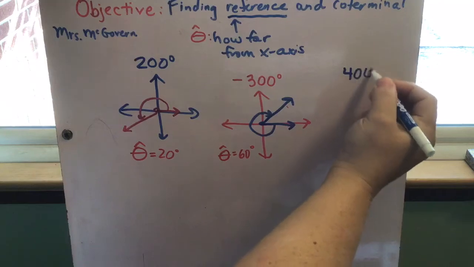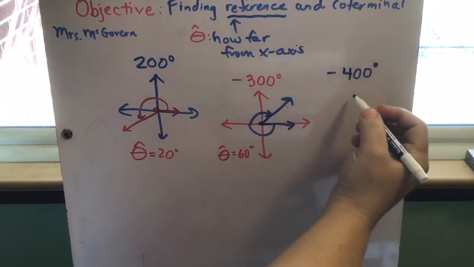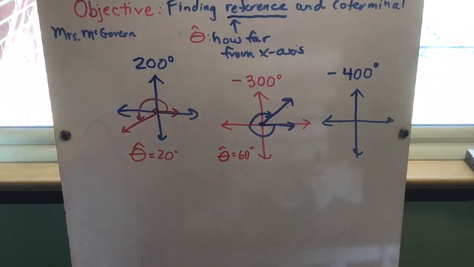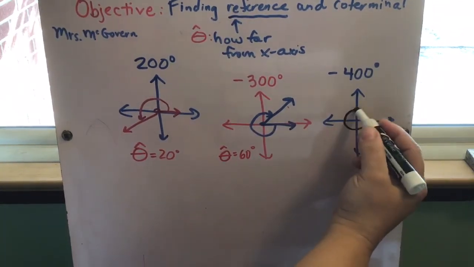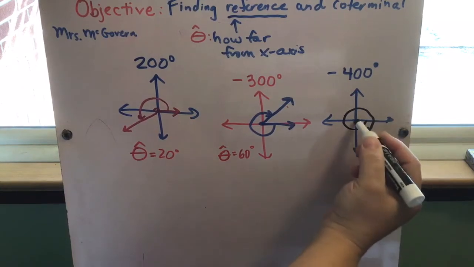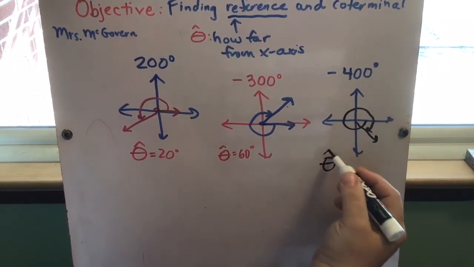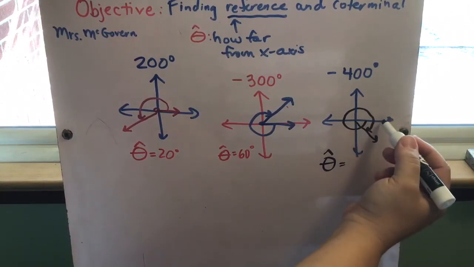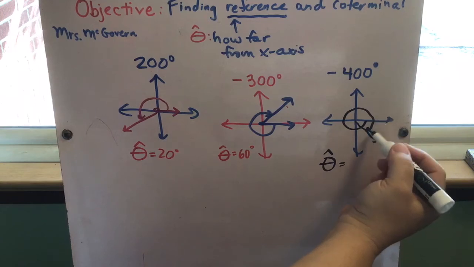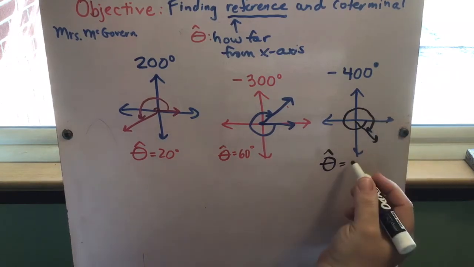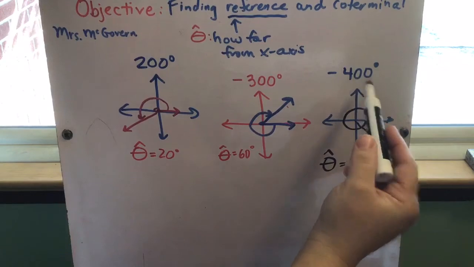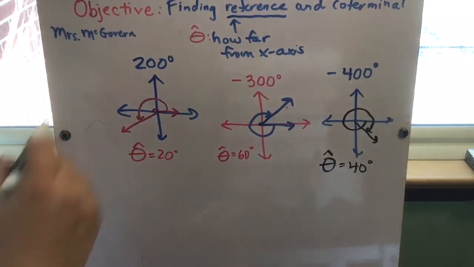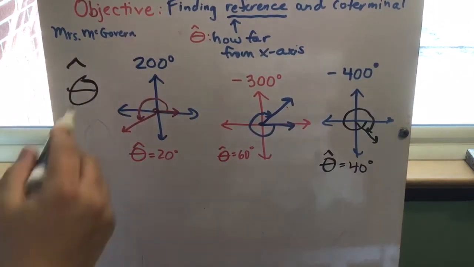So if we go to that original example I think I did last video, negative 400. If you look at negative 400, we would have to go negative 360 and 40 more to get negative 400. So the reference angle, how far are we from the x-axis? If this full rotation is 360, how much more are we going to get back to the x-axis? 360 plus what makes 400? And you have the reference angle is 40. So those are reference angles.